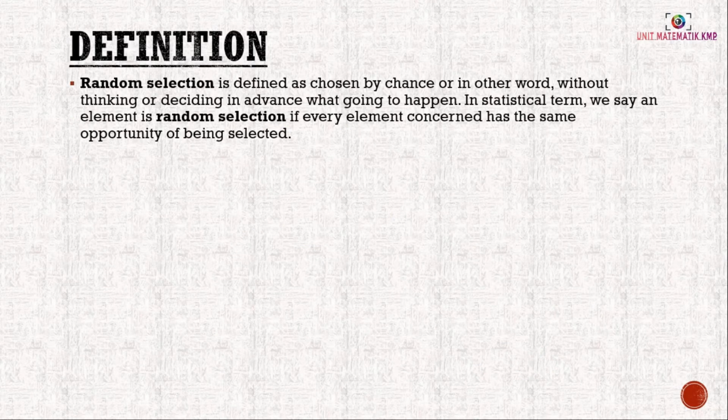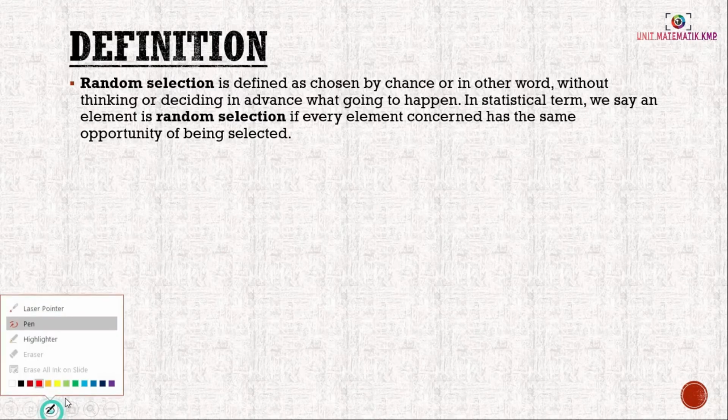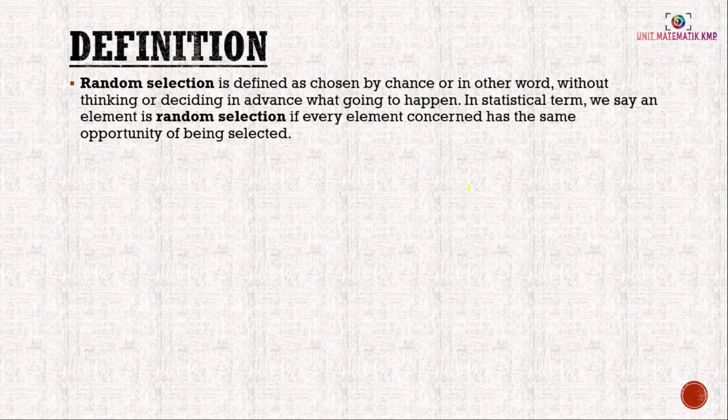Random selection is defined as chosen by chance, or in other words, without thinking or deciding in advance what is going to happen. So in statistical terms, we say an element is a random selection if every element concerned has the same opportunity of being selected. So contohnya dia adalah pilihan secara rawak lah.